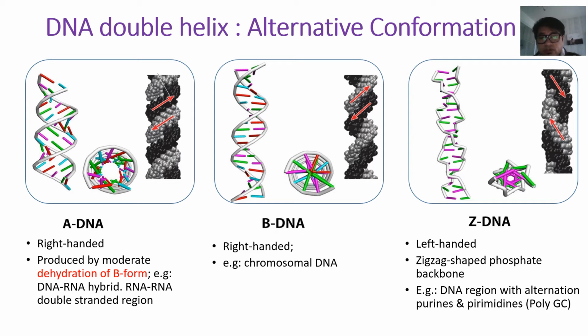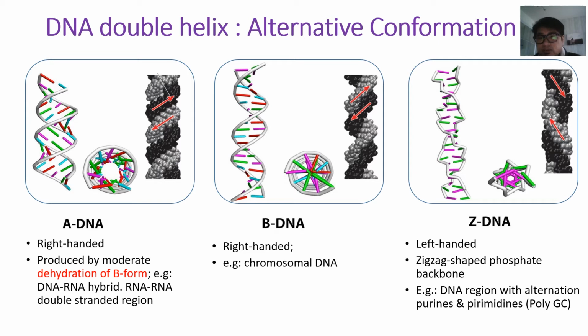Okay, the second conformation is B-DNA. B-DNA is also right-handed. An example of B-DNA is the chromosomal DNA. This conformation was proposed by James Watson and Francis Crick, who won the Nobel Prize. They determined the structure of DNA in 1953.